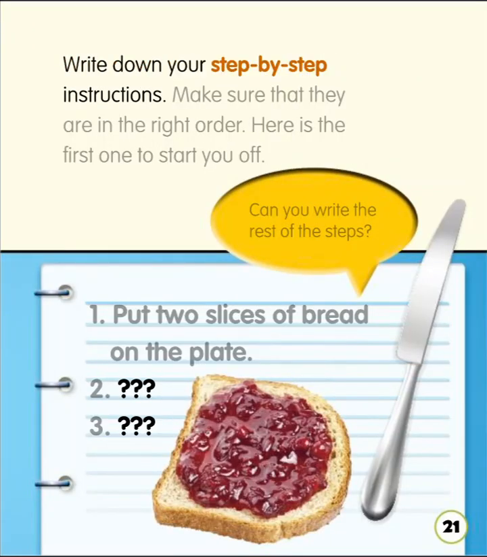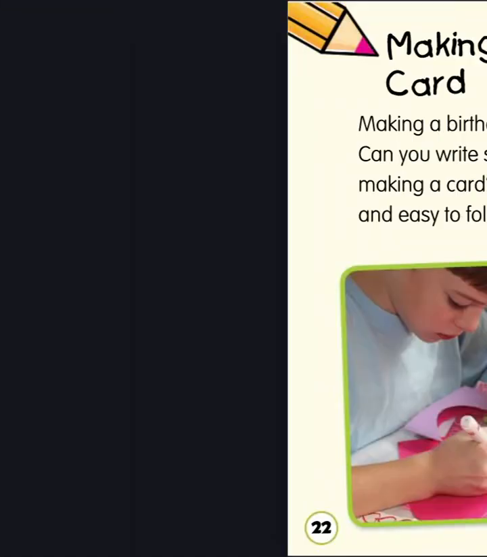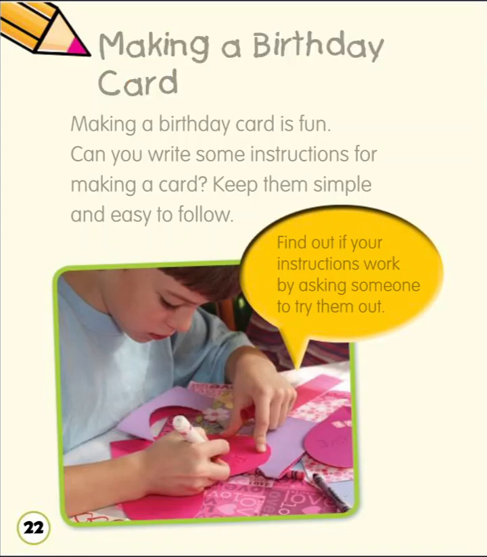Write down your step-by-step instructions. Make sure that they are in the right order. Here is the first one to start you off. Can you write the rest of the steps? 1. Put 2 slices of bread on the plate. 2. 3.